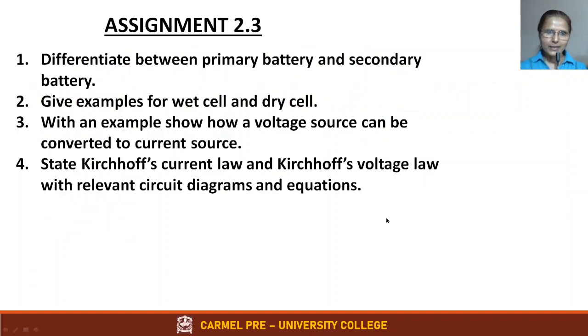So today's assignment is going to be this. You have to differentiate between primary battery and secondary battery. You have to give examples for wet cell and dry cell. With an example, show how a voltage source can be converted into a current source, and you need to state KVL and KCL with relevant circuit diagrams and equations. Answer all these assignment questions in the assignment book only. Classwork is separate, assignment book is separate. In classwork, you write all the slides. In assignment, you answer all these questions.